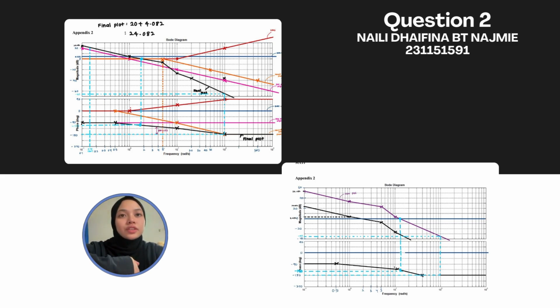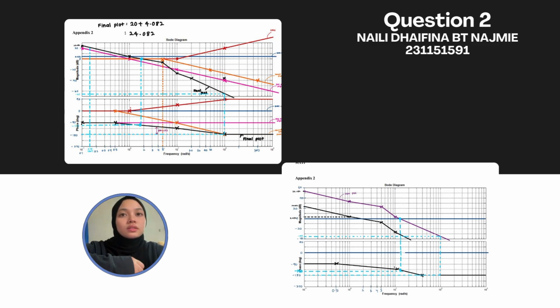So next, identify the poles and the zero. There is one pole at the origin and a second order pole with a natural frequency of 5 radian per second, and a zero at 10 radian per second. Because of the pole at the origin, the initial slope of the magnitude plot is minus 20 dB.